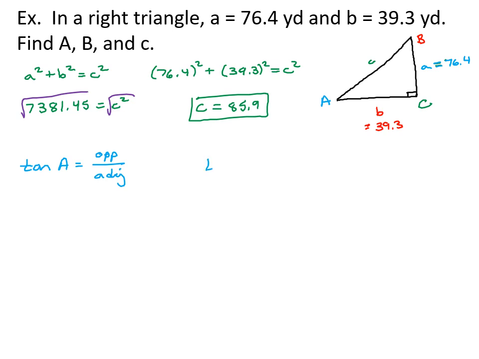In our problem, that would be 76.4 divided by 39.3. And just like what we did when we found the inverses a while ago, I'm looking for the angle. So anytime you're looking for the angle, you take the inverse function. And so I will say that angle A is actually tangent inverse of 76.4 divided by 39.3.